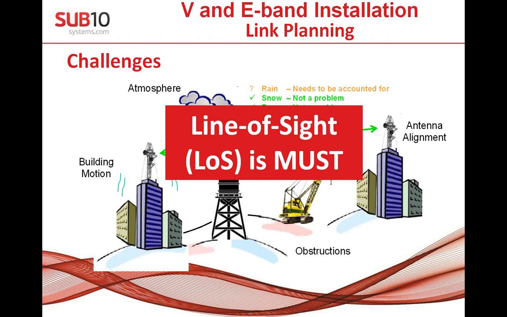Especially for trees, because they are growing, and if the link works for 1 year, the next year it can be a problem, because some branch is longer, there are more leaves, and during rain it provides attenuation, and your link will start to have errors and later even drop. It's really important. The line of sight has to be checked, and it's more important compared with lower frequency systems.